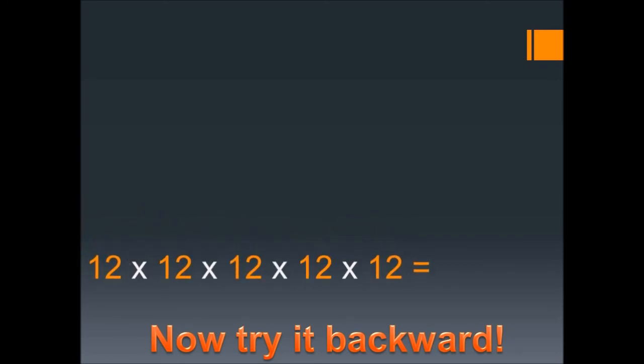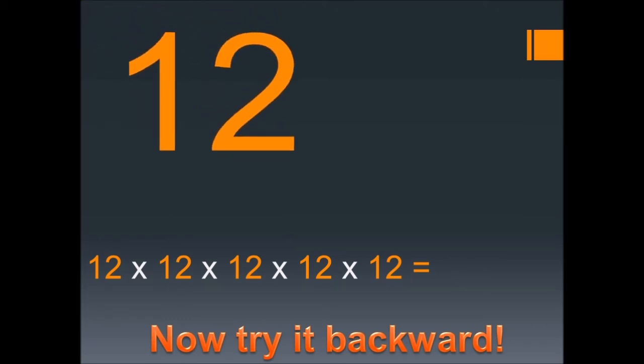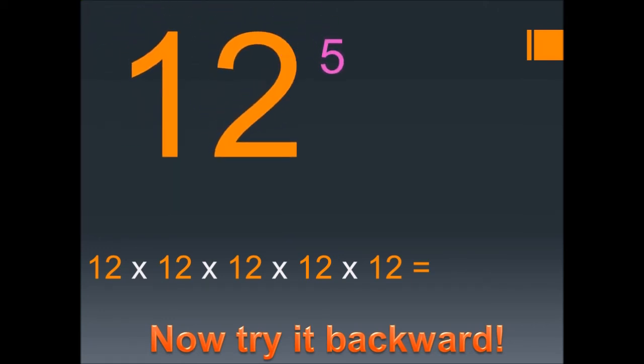Go. Your base is 12. Count up how many 12s. That's your exponent. Twelve is being multiplied 5 times. 12 to the 5th power.